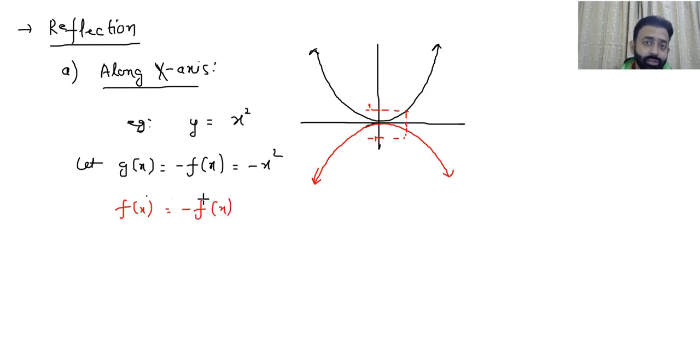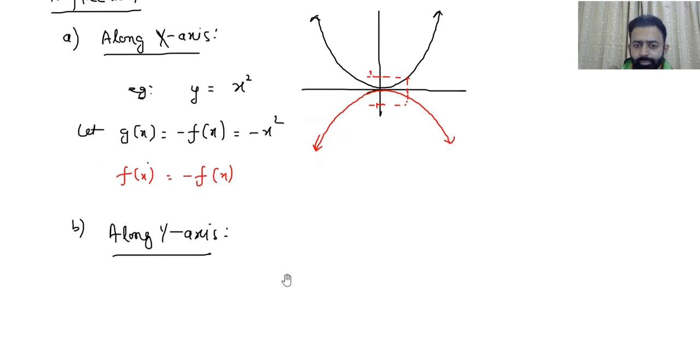Okay, we are not solving this equation. This is just a way to represent this reflection. And the second kind of reflection is along the y-axis, meaning now the input is multiplied by a negative sign.